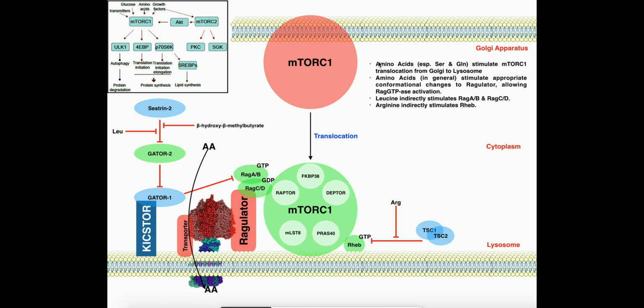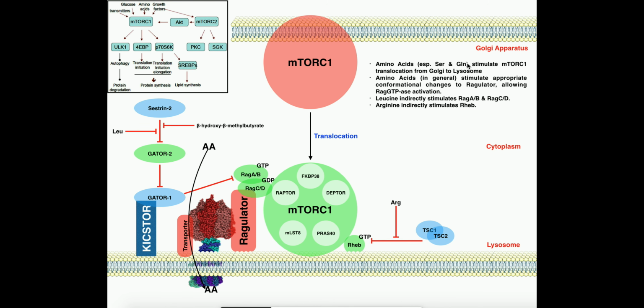Now, the first step is that mTORC1 has to move from the Golgi apparatus to the lysosome membrane, has to localize over here. And the stimulus for that is going to be amino acids, okay? So there are going to be proteins over here also on the Golgi body that are going to behave as amino acid sensors, and they're going to bind pretty much all the amino acids, but especially serine and glutamine for whatever reason. These are going to be important amino acids for that purpose.